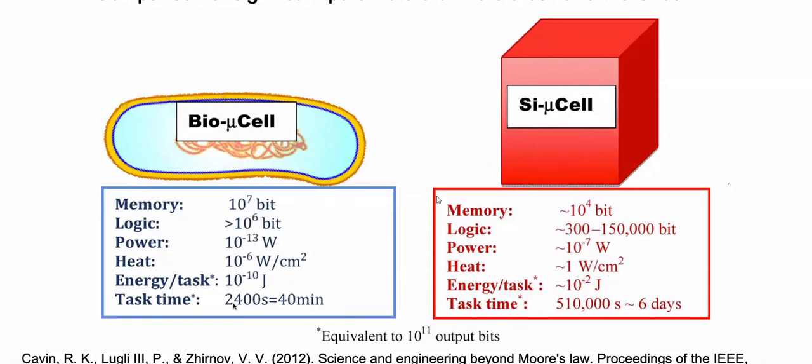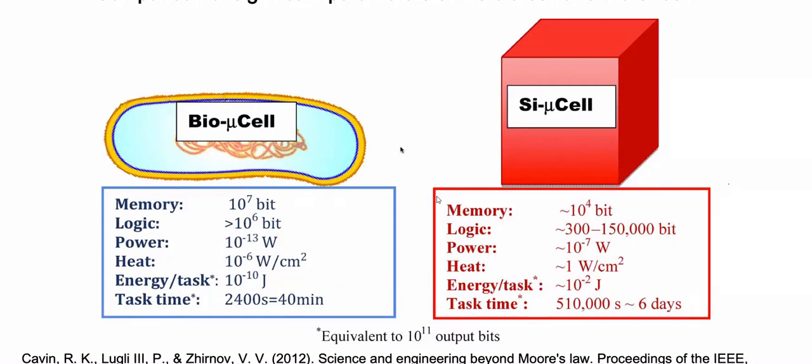However, the task time in cells takes 40 minutes, and if you want to do the same task in silicon, it will take much, much longer. I'm doing the calculation for 10 to 11 output bits. So if you think about the throughput of a biocell, it's much, much better. The problem is that with the biocell, we cannot run Excel, we cannot do Office, we cannot play games. It's a different type of computing.